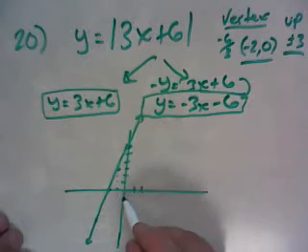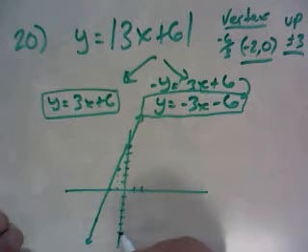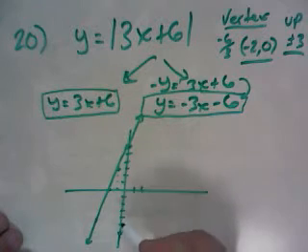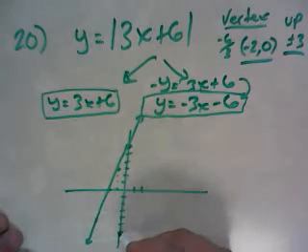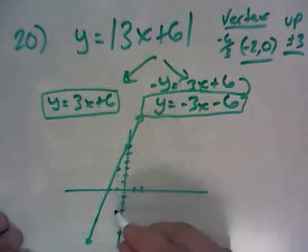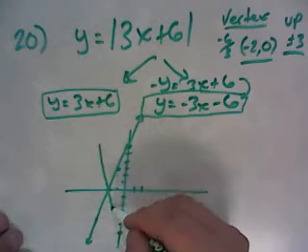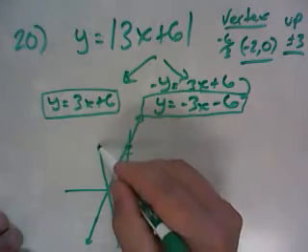With this one, the y-intercept is at negative 1, 2, 3, 4, 5, 6, which is down here, and the slope is negative 3. So I would go down 3 and over 1, or I could go up 1, 2, 3 and left 1, and I'd get a graph that looks like this.